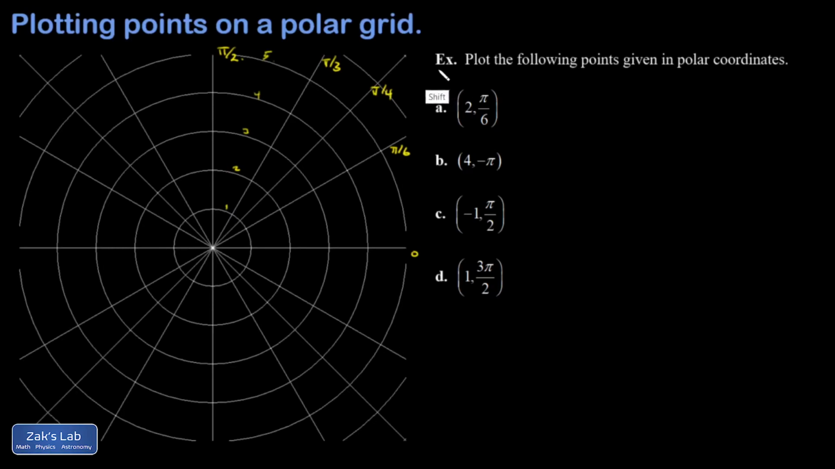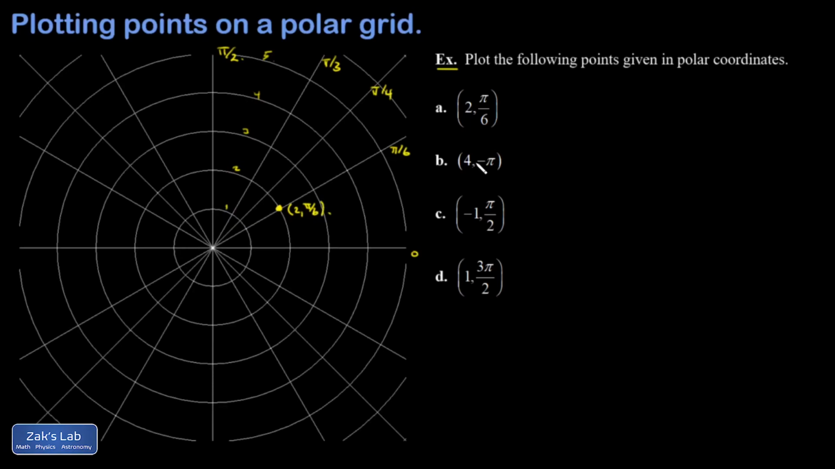And in our example, we're asked to plot the following points that are given in polar coordinates. Now remember, the first number is the distance from the origin, and the second number is which direction do you aim. So in part A, I go 2 units from the origin in a direction of theta equals pi over 6. So I land right here.